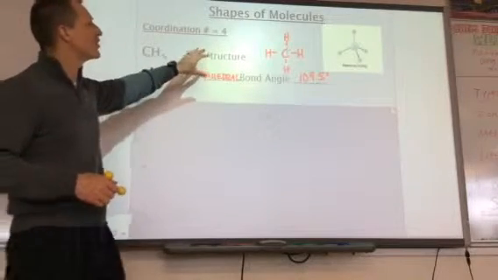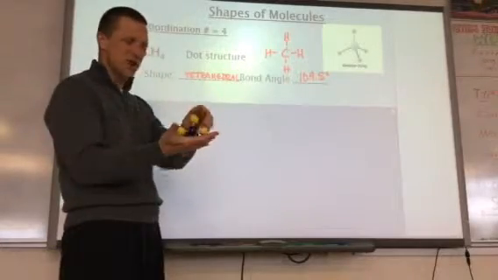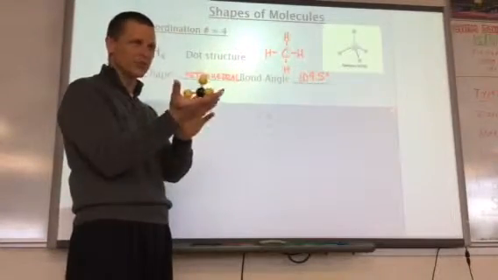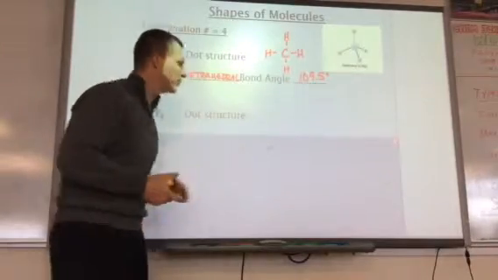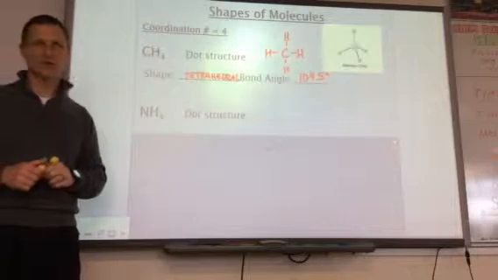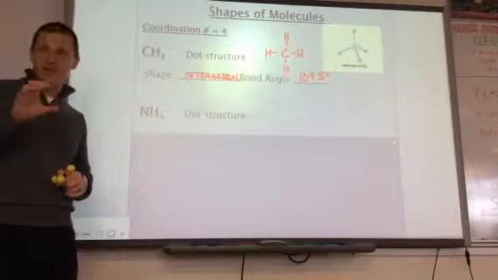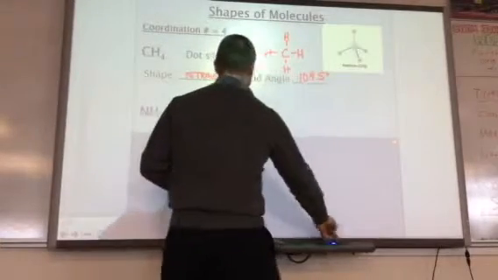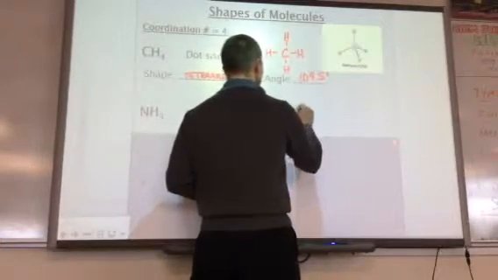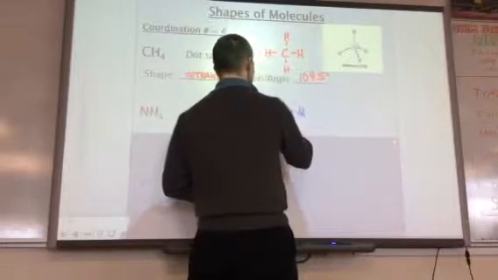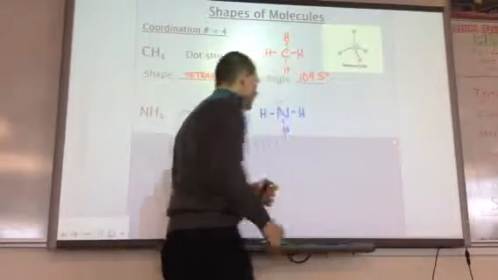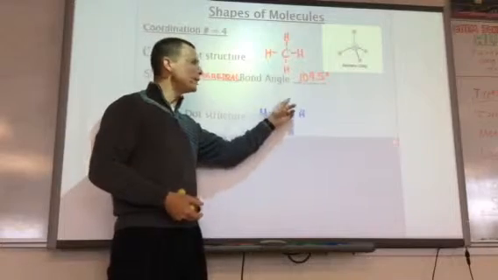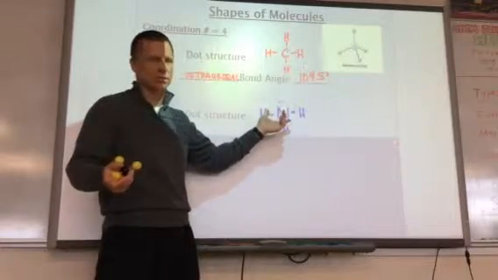Okay, so there's our coordination number 4. That's like the base shape of coordination number when it equals 4. The next example would be the ammonia molecule, NH3. The nitrogen in the middle is going to still have a coordination number of 4. The dot structure looks like this. Three bonded atoms and one lone pair make it a coordination number of 4.